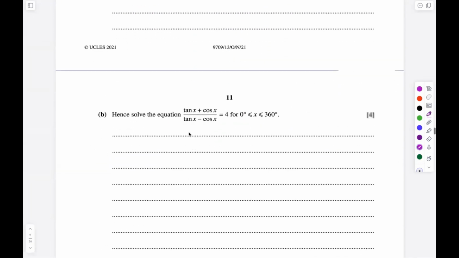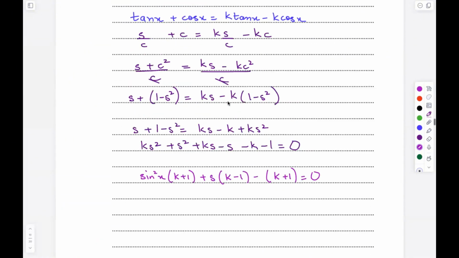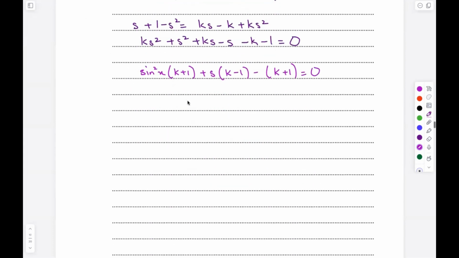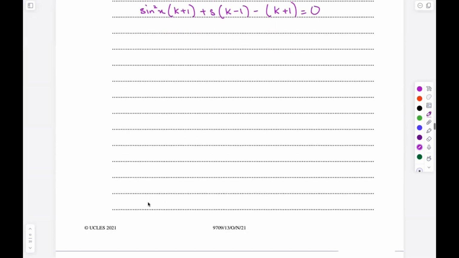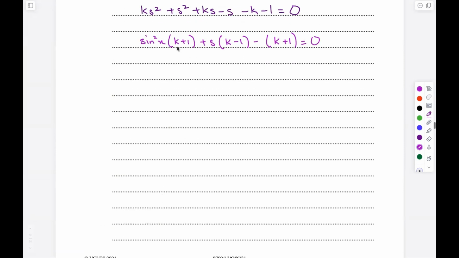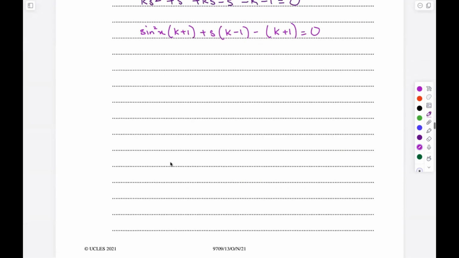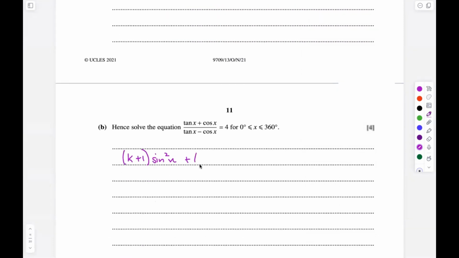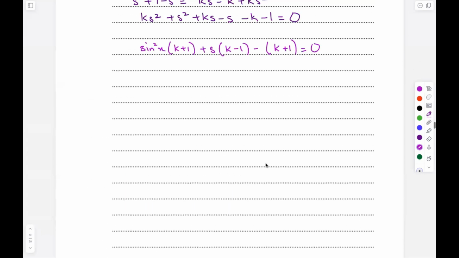Now in part B, it says, hence solve the equation (tan x + cos x)/(tan x − cos x) = 4. Now we know that the equation that we solved was for equals to k, and now in place of k we have 4. So this equation that we got in the previous part, which was sin² into (k + 1), we'll replace the k with the 4. So this will become 4 + 1, 5 sin² of x. So I'll just write it up here: (k + 1) sin²x + (k − 1) sin x − (k + 1).